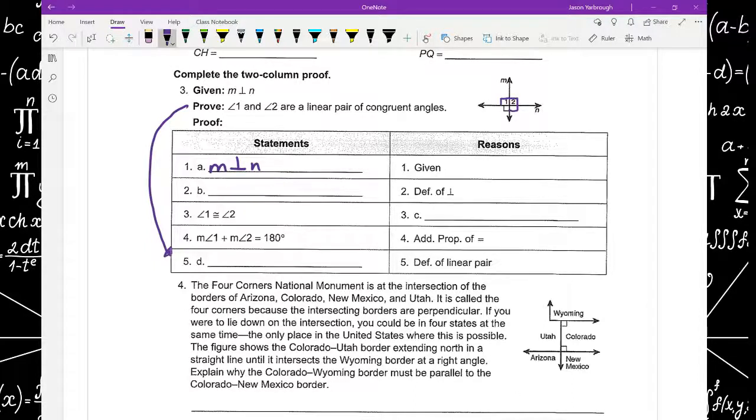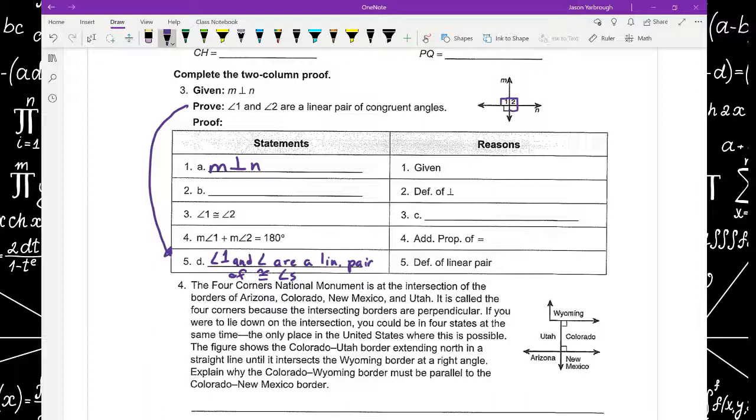So what we're going to have for the final step is that angle 1 and angle 2 are a linear pair of congruent angles. Okay, and that's going to be our final step, but we have 3 other things that come before that.